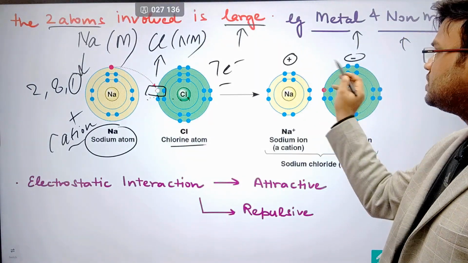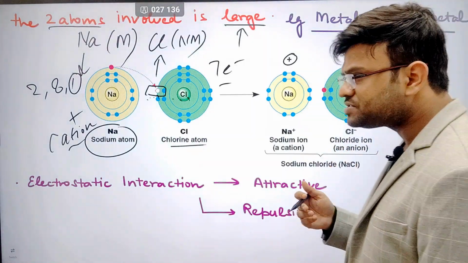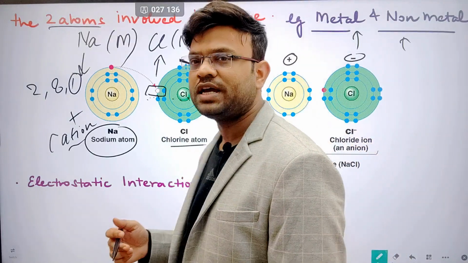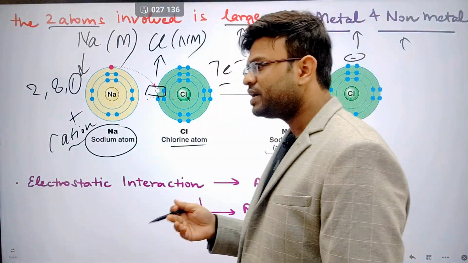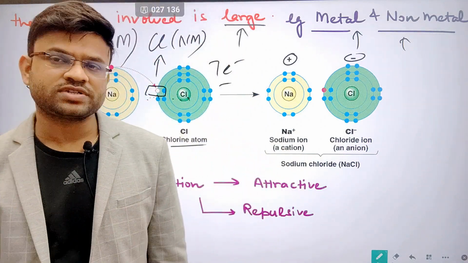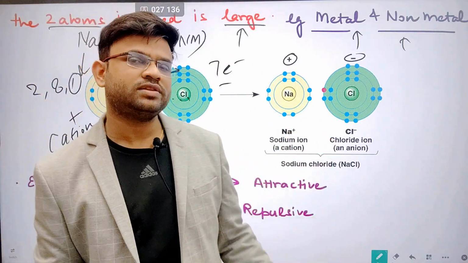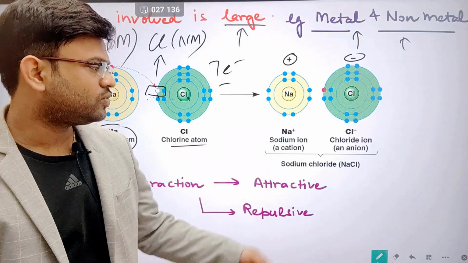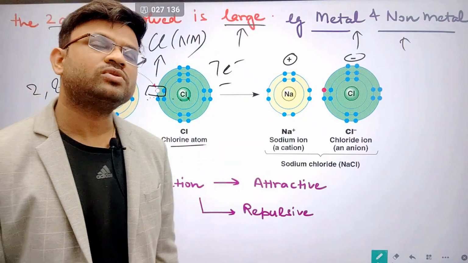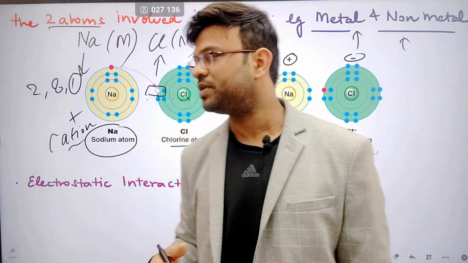Now these two charged species are present. One is cationic and one is anionic. Because of the opposite charges, electrostatic interaction or electrostatic attraction occurs between them, and therefore this is called an ionic bond. Over here you can see that sodium chloride is formed and an ionic bond is formed.